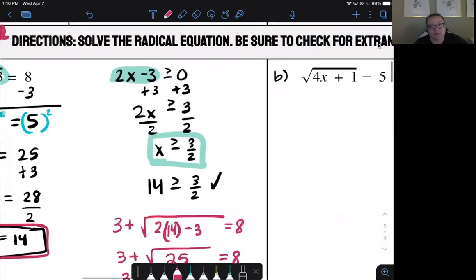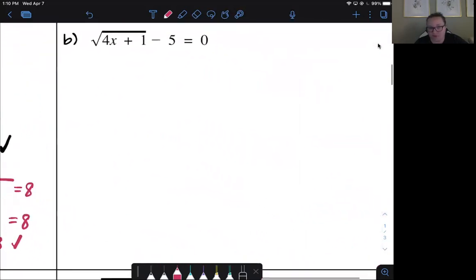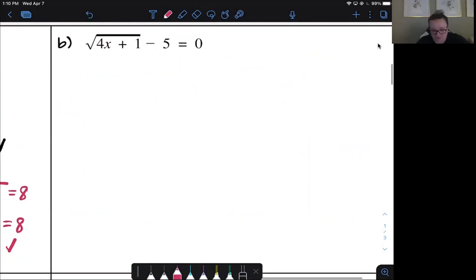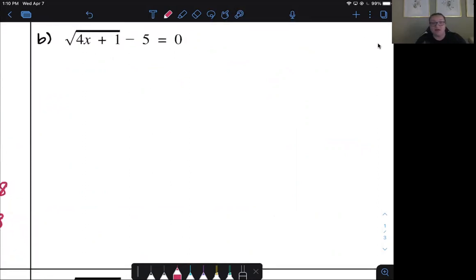All right, let's see if you're ready to do one on your own. The square root of 4x plus 1 minus 5 equals 0. Remember, isolate that radical first, double check what you're allowed to have for your solution set, and check for your extraneous solution. Go ahead and give this a shot, and we'll talk about it on the other side.